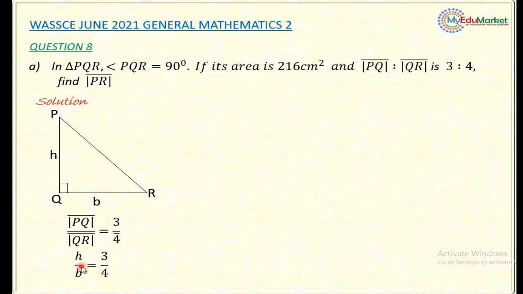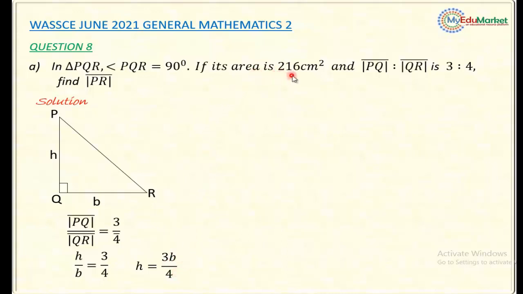There I'll cross multiply. I will make one of the unknowns, either H or B, the subject. So I decided to make H the subject. Cross multiplying here, you have H times 4, which is 4H, B times 3, which is 3B. So to make H the subject, I divide both sides by the coefficient of H, which is 4. So I have H equals 3B/4.